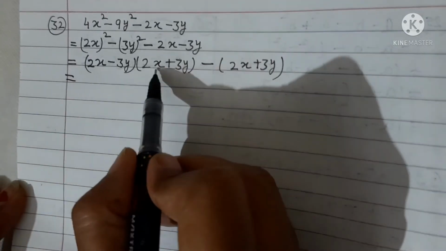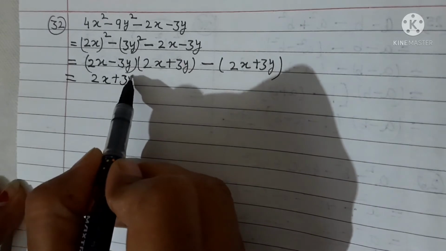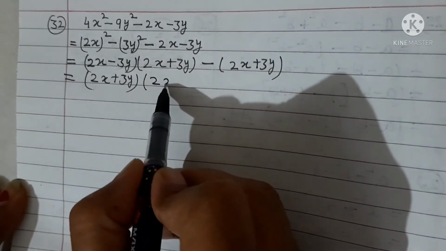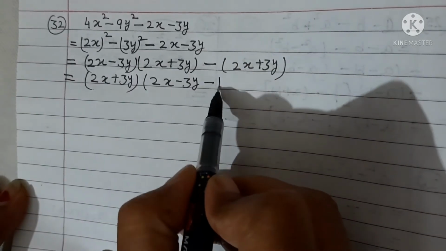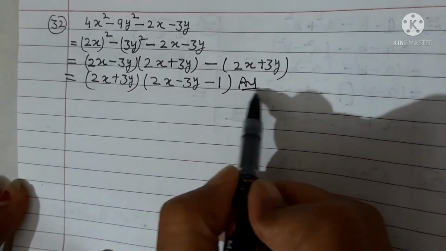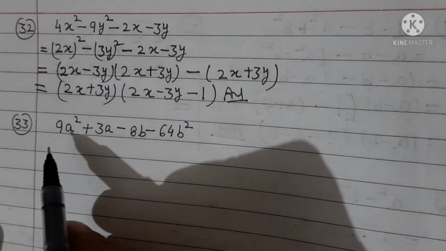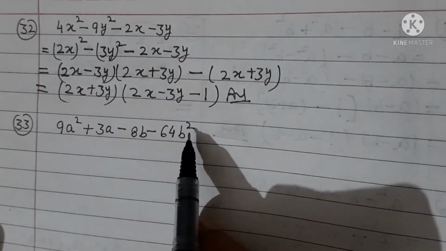Now this factor is common, 2x plus 3y is common, and the remaining is 2x minus 3y, and here minus 1. Answer. Question number 33. See this question, 9a square plus 3a minus 8b minus 64b square.